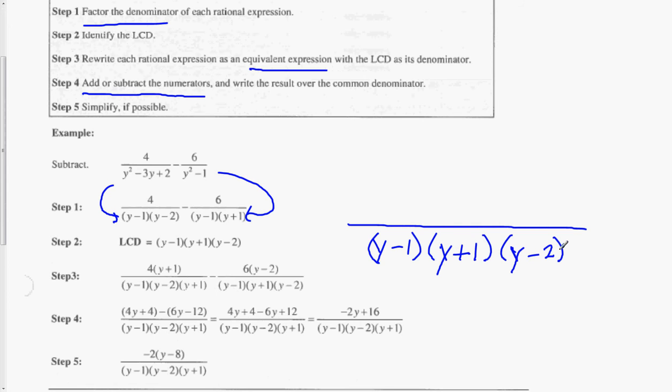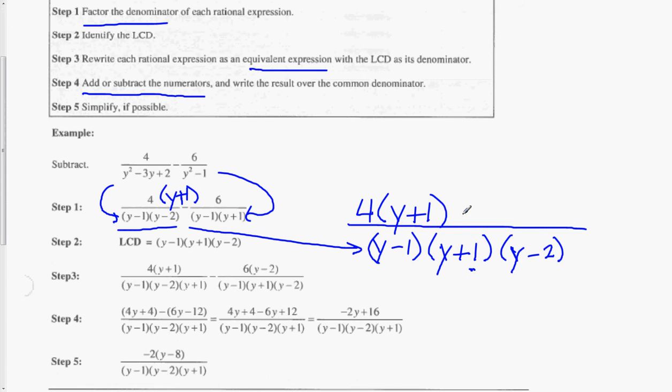And then what I do is I look at my old fraction to my new fraction and I ask myself what is missing from this denominator. Well, from y minus 1, y minus 2, I'm missing the y plus 1. So that means that I'm going to have to multiply 4 times y plus 1. So this is just organized a little bit differently than the way they do it. It saves a little bit of room and it puts the two fractions together.